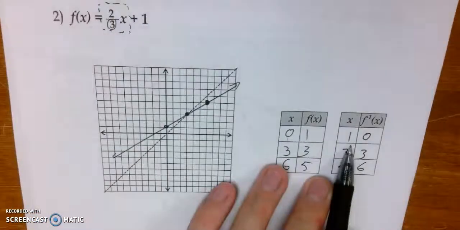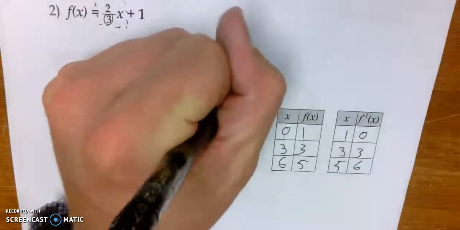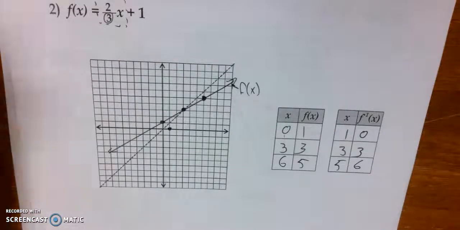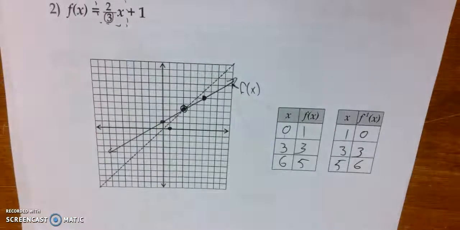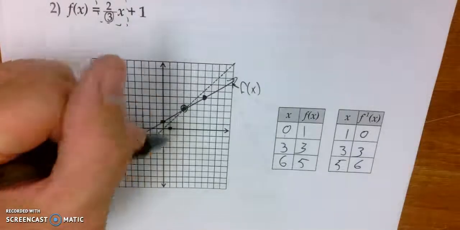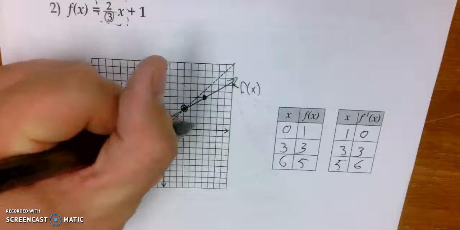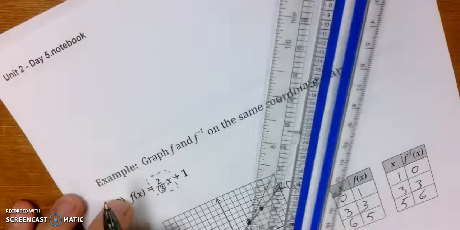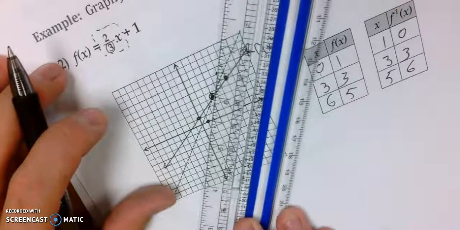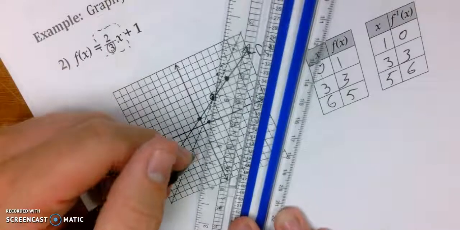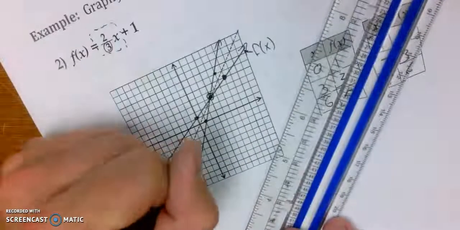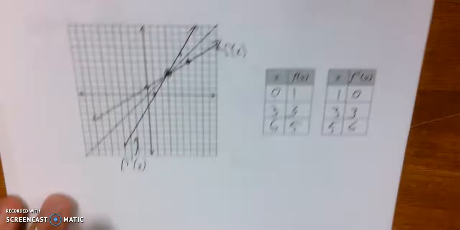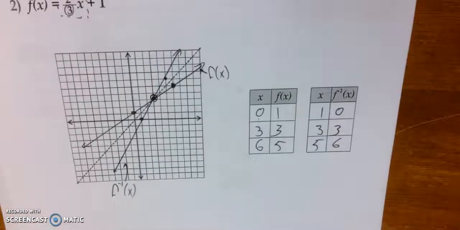All right, now for the inverse. So this right here, this is our original function. The inverse, 1 comma 0, that's right there. 3 comma 3, right on top of that guy. 5 comma 6. Let's see, 1, 2, 3, 4, 5. 1, 2, 3, 4, 5, 6, right there. Connect those dots with a straight line. Holy smokes, I got way out of focus there. There we go. And this was the inverse of the function. So there we go. It's easy as that to graph two of them on the same line.